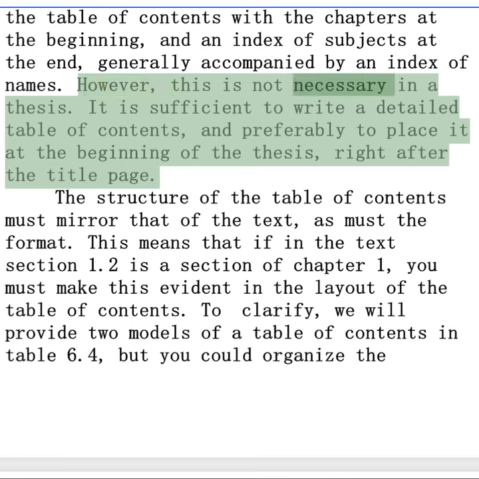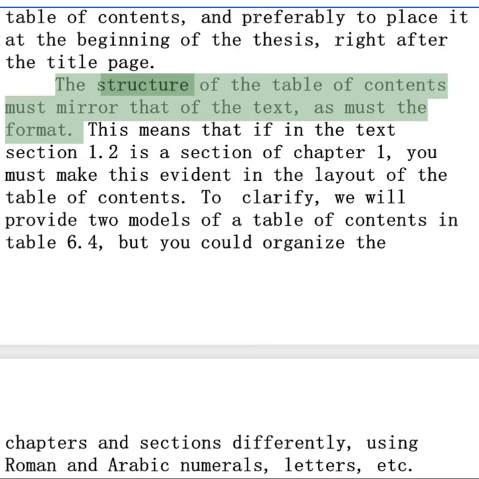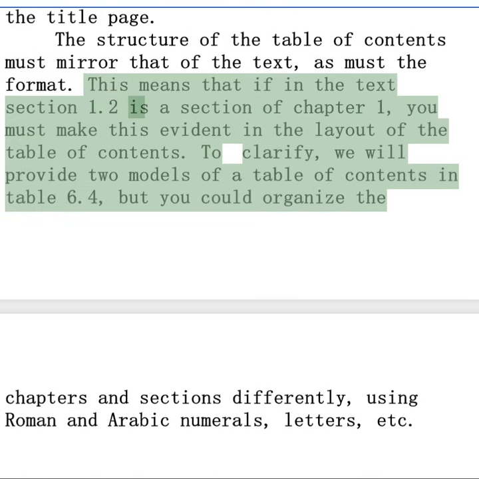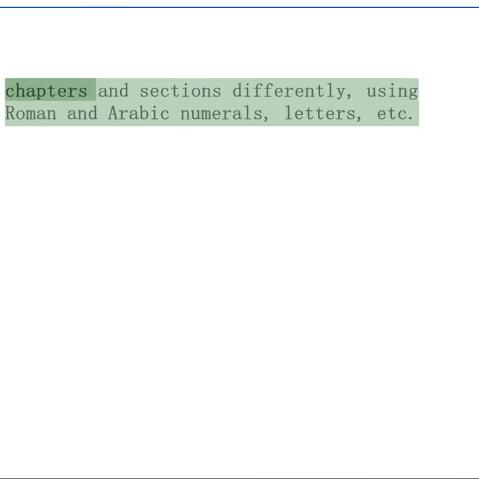However, this is not necessary in a thesis. It is sufficient to write a detailed table of contents, and preferably to place it at the beginning of the thesis, right after the title page. The structure of the table of contents must mirror that of the text, as must the format. This means that if in the text section 1.2 is a section of chapter 1, you must make this evident in the layout of the table of contents. To clarify, we will provide two models of a table of contents in Table 6.4, but you could organize the chapters and sections differently using Roman and Arabic numerals, letters, etc.